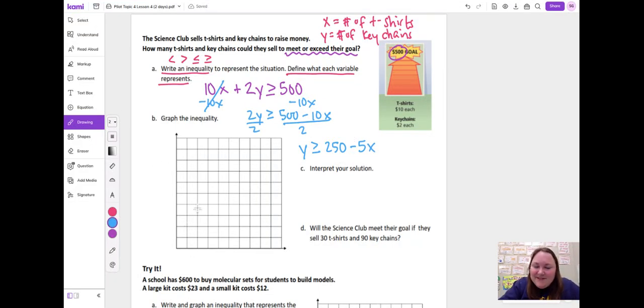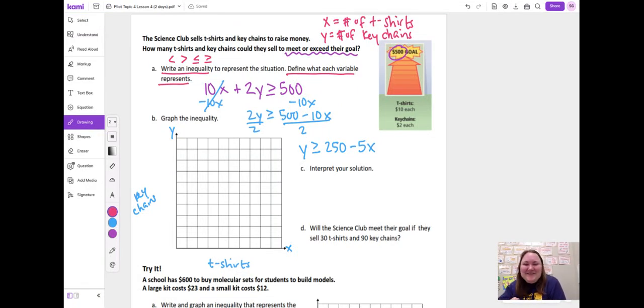To help us graph this, I'm going to do some labeling. So my x-axis, we know x is going to be the number of t-shirts. I'm just going to write t-shirts here. And our y-axis, we said, is the number of keychains. I'm just going to put keychains over here. Also, looking at these numbers, I see that they are quite big. So I know each box is going to be more than just one. I'm going to have to count by a bigger number.